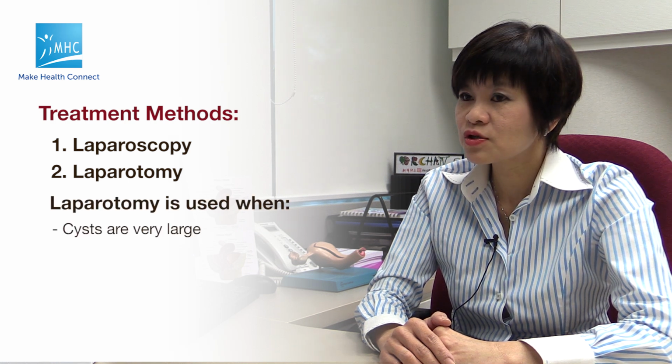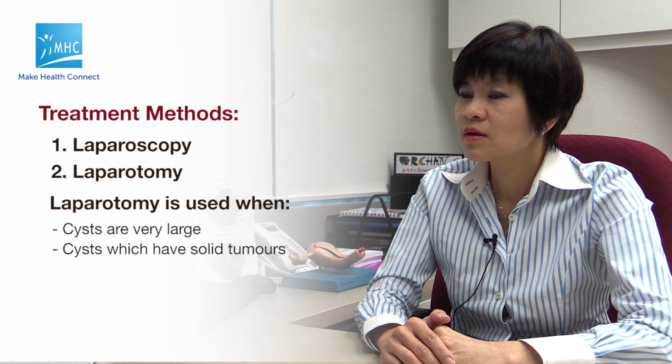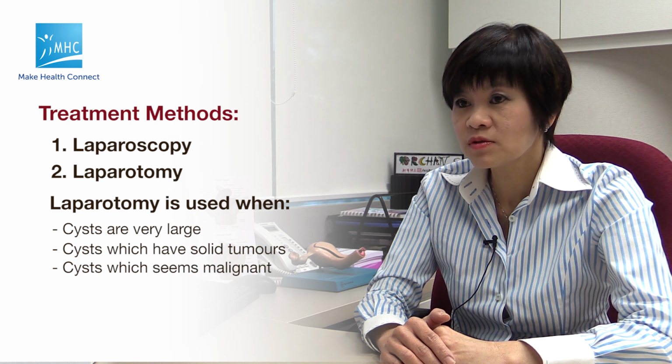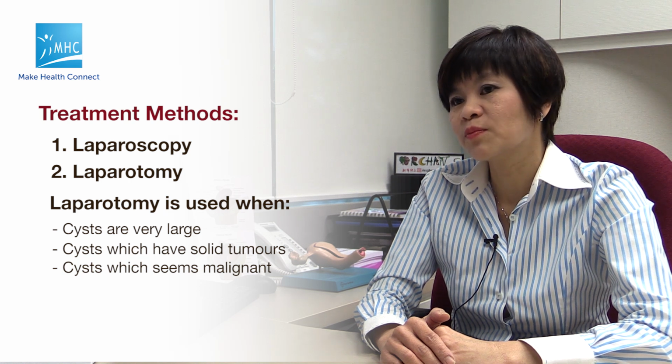Cysts which are very large, cysts which have solid tumors, cysts which have malignant potential, then we will have to do a laparotomy. During the laparotomy, we will remove the cyst in total without rupturing it as much as possible, and we may have to send it for frozen section, which is a histological examination in the operating theatre to determine whether the cyst has cancer or not. If cancer has been confirmed, then we would do the full proper surgery for an ovarian cancer.